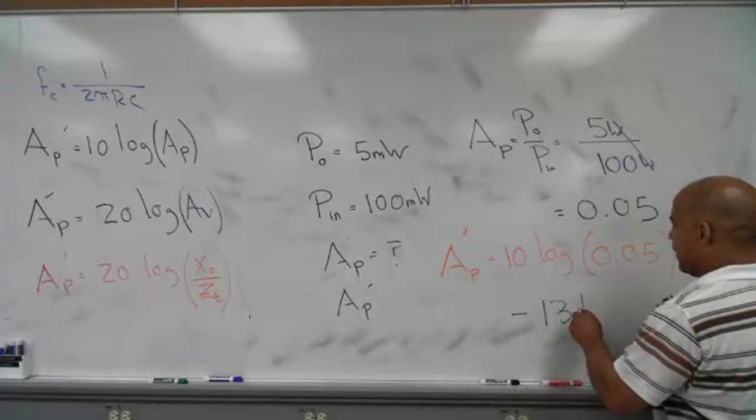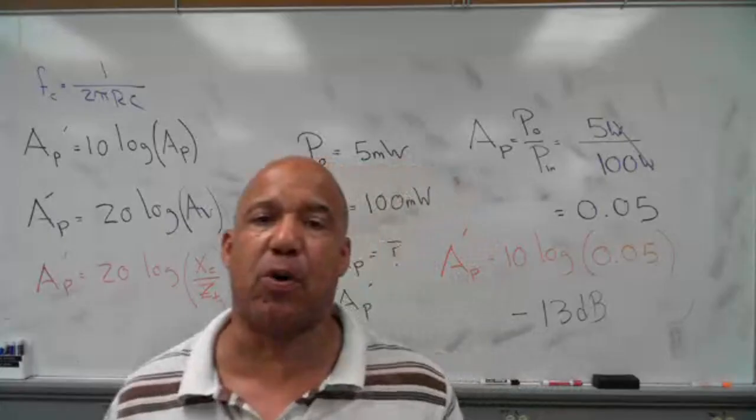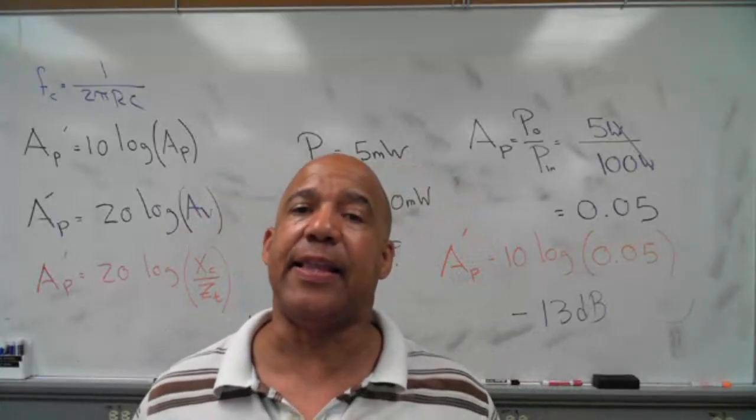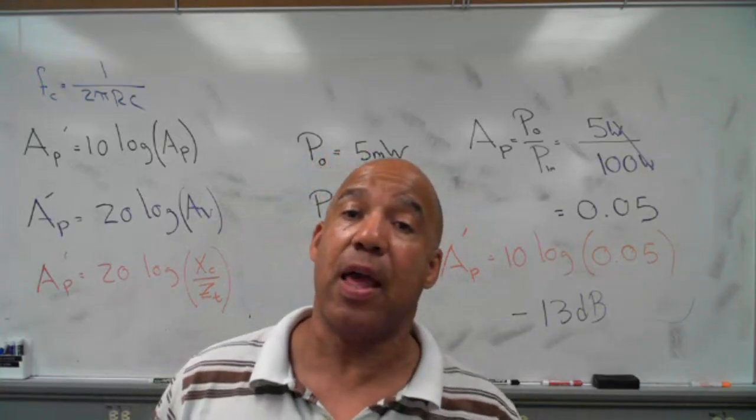We got negative 13 dB. Why is it negative? Because we don't have gain. If I have negative decibels, that represents negative gain, and negative gain we call attenuation. So the signal is decreased in power.